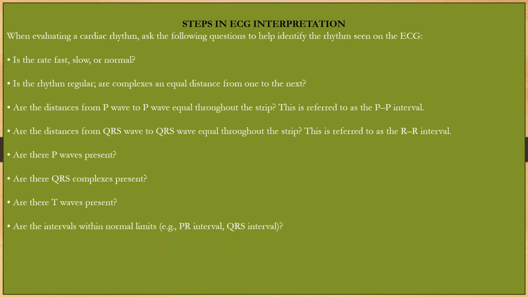Are the intervals within the normal limit, for example the PR interval or the QRS interval? Is there a P wave before every QRS? Is there a QRS after every P wave? These are some of the questions which you need to ask when you are interpreting an ECG, a normal ECG.